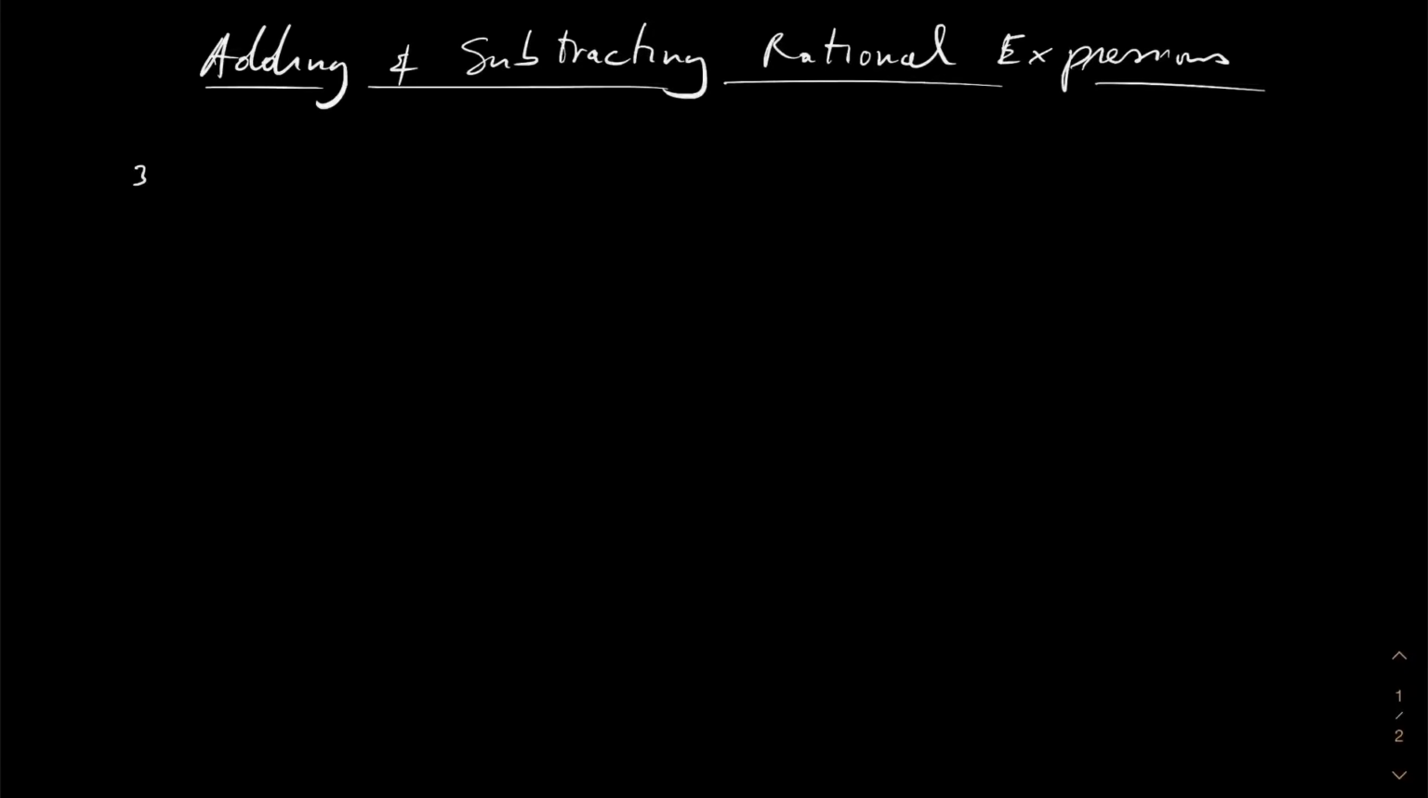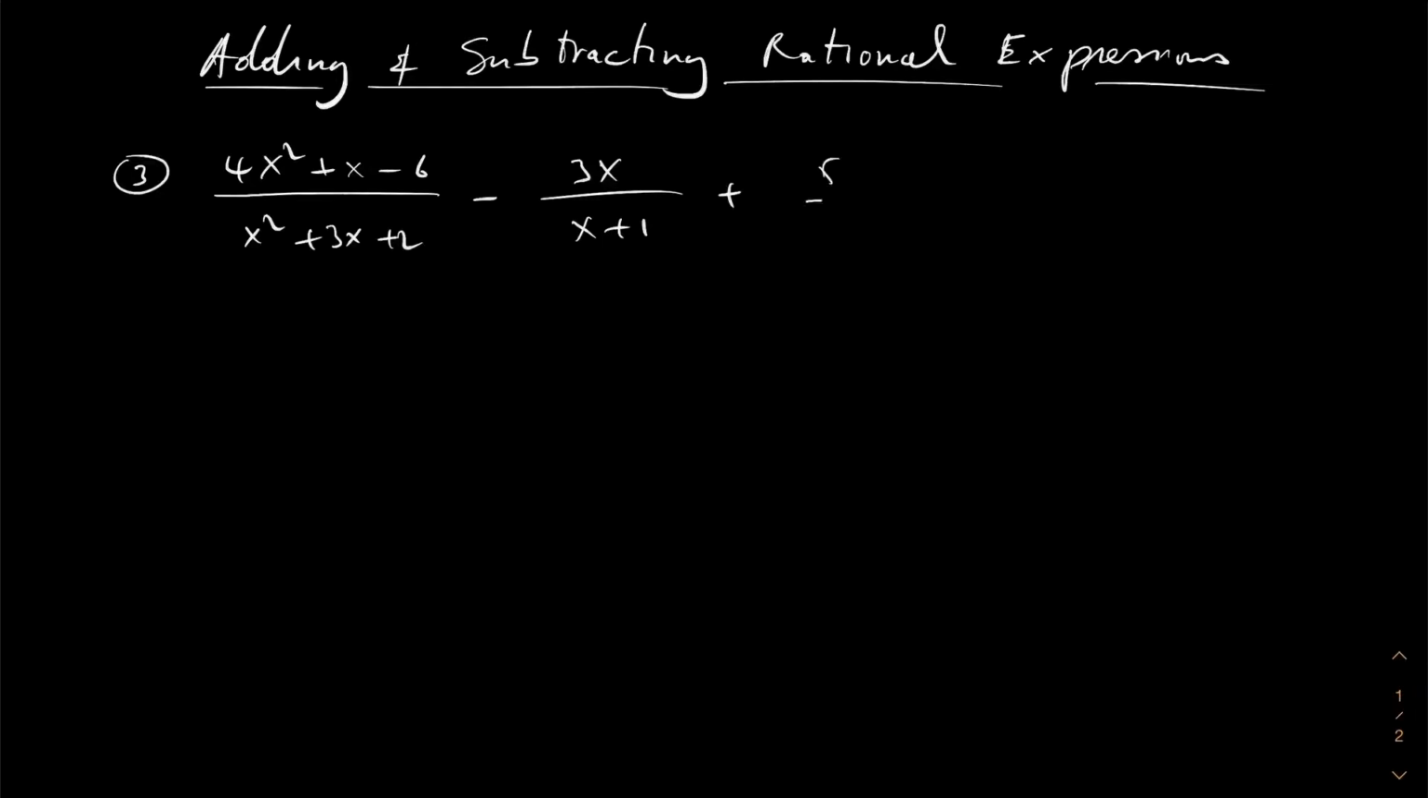Okay, let's mix it up a little bit and look at our last example. So we're going to have 4x squared plus x minus 6 divided by x squared plus 3x plus 2, minus 3x divided by x plus 1, plus 5 divided by x plus 2.